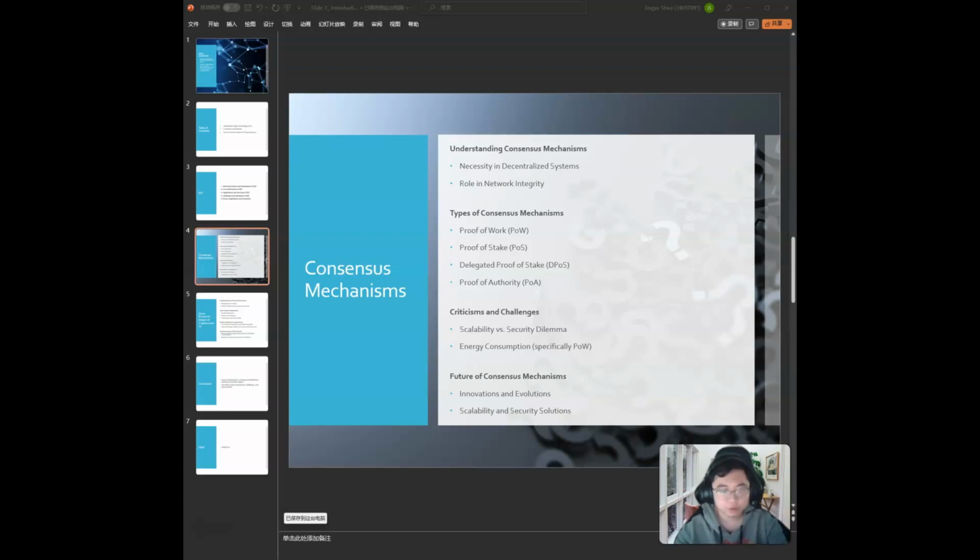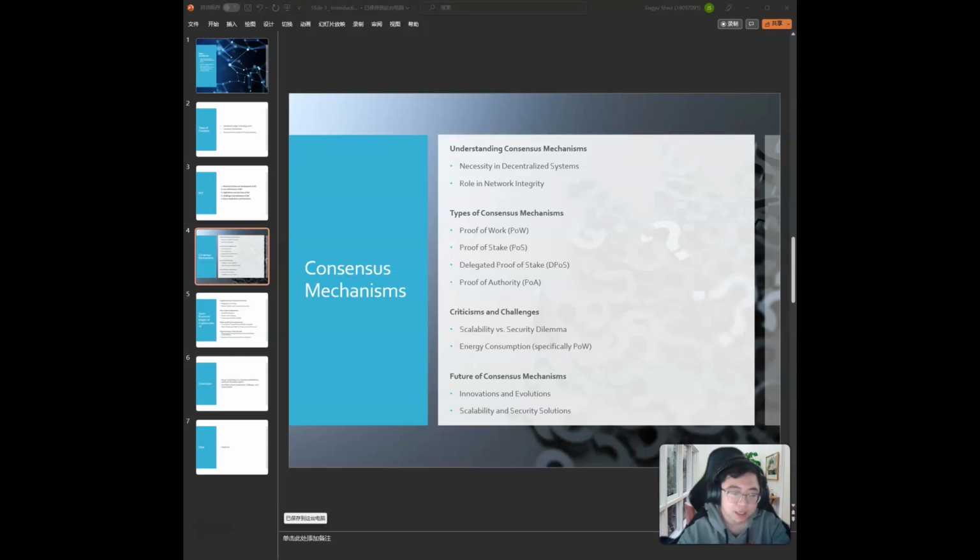So the first one is proof of work, which people call POW, which is employed by Bitcoin. It requires nodes or miners to solve complex mathematical problems, ensuring security and agreement through computational effort. For the POS, proof of stake, employed by Ethereum 2.0, it entails validators being chosen to create new blocks based on the number of coins they hold and are willing to stake as collateral.